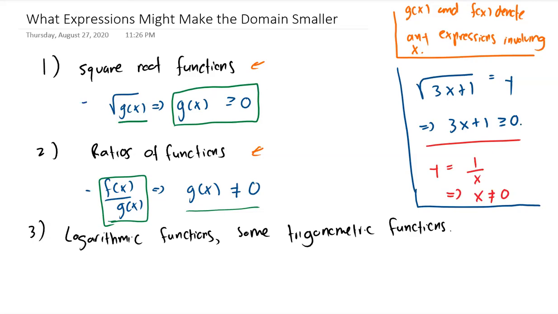Now, I do have a third thing written here. We don't have to worry about this now. We'll cover it later in future videos. But basically, we're also going to cover logarithmic functions. Those also have domain restrictions, kind of like the square root function. And we're also going to be talking about trigonometric functions. So these are going to be different than algebraic functions, but we'll talk about them specifically a little bit later in the course. So for now, only worry about square roots and ratios of functions.